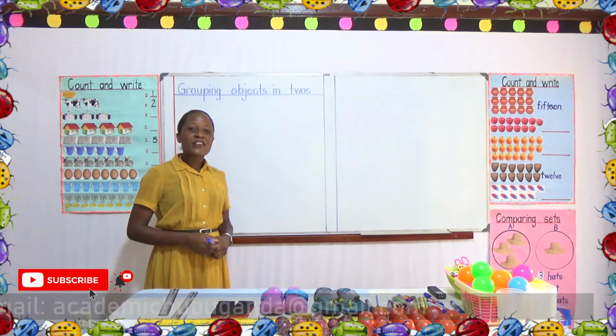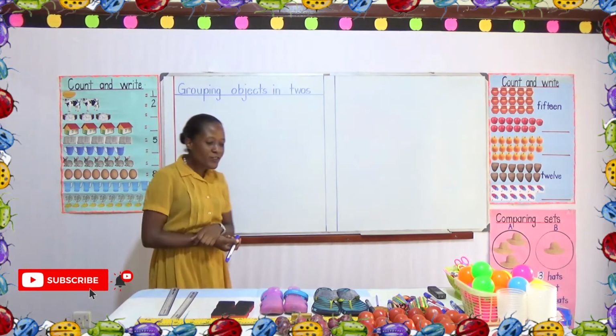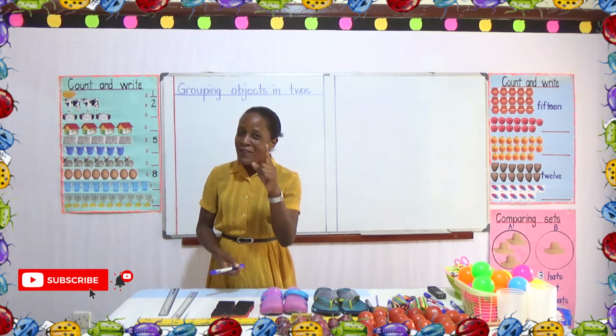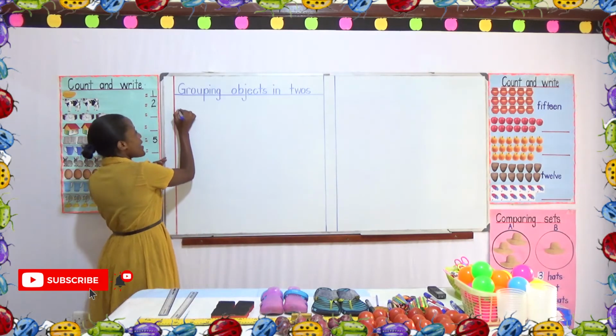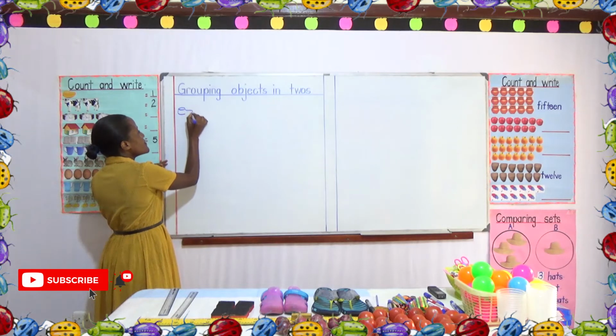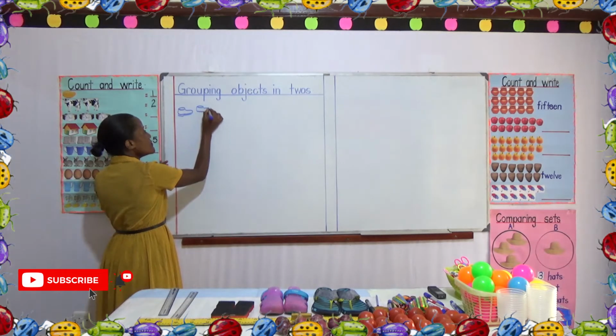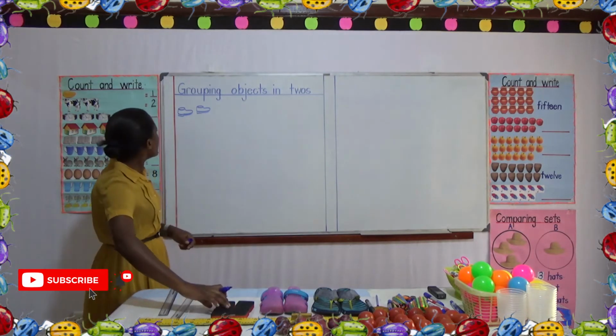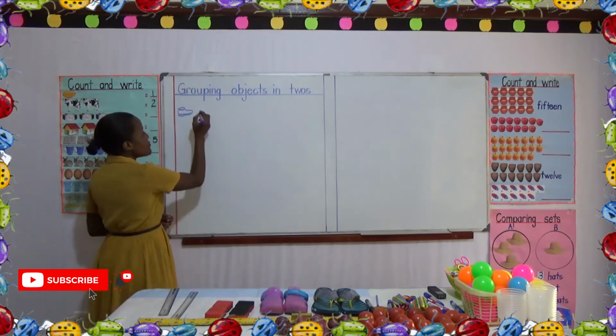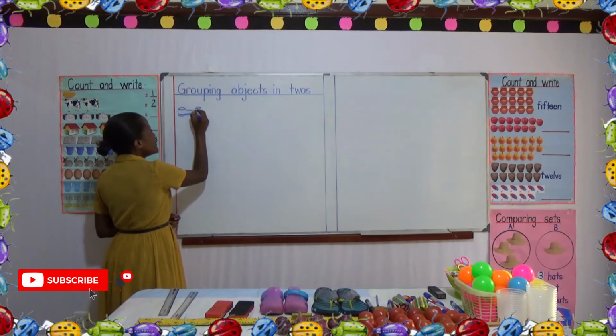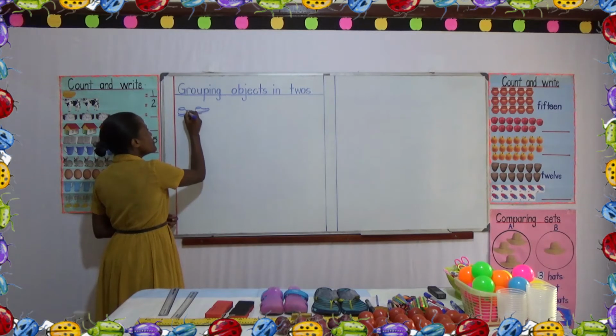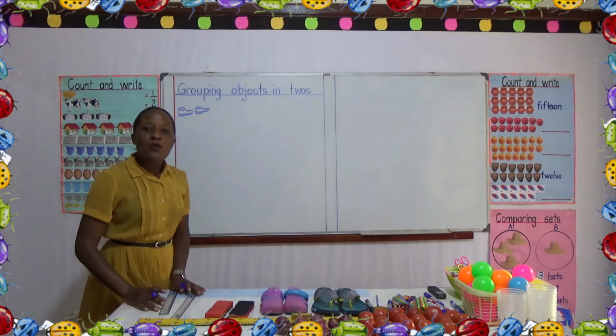We are grouping objects in twos. Now, I'm going to start by drawing a pair of shoes. Don't laugh at me, I'm not so good at drawing, but I will try. Let me draw it better. I have drawn one pair of shoes.